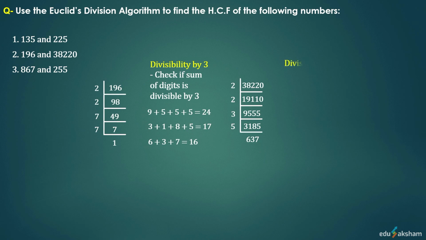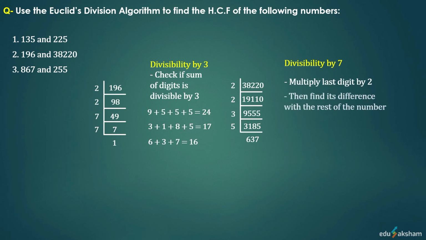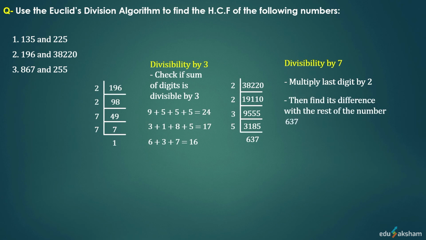Now, how to check the divisibility by 7? Let us see. We will multiply the last digit of this number by 2 and then find its difference with the rest of the number. For example, in 637, we will multiply 7 with 2, which gives us 14. We will then find the difference of the rest of the number, which is 63, and 14, which gives us 49. Since 49 is divisible by 7, therefore the number 637 must also be divisible by 7. On dividing 637 by 7, we get 91.